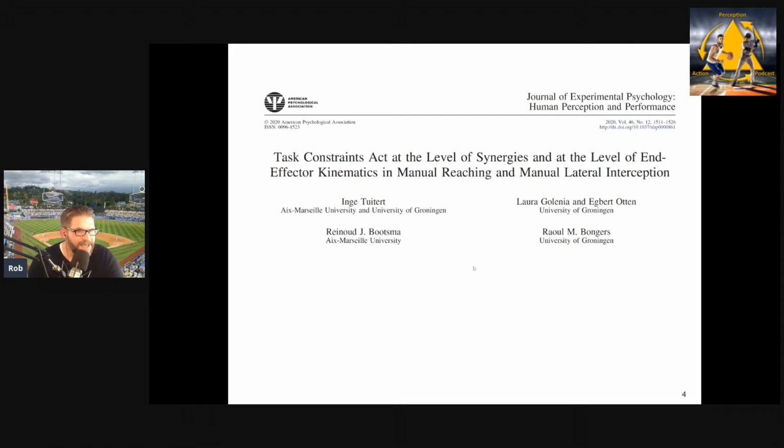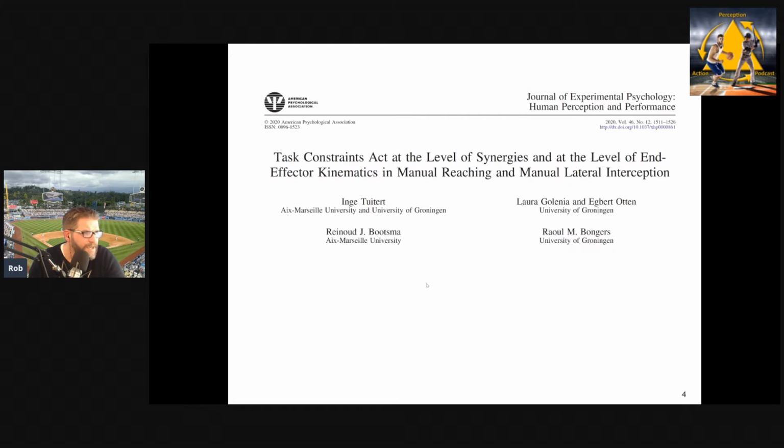And I think this is an excellent example of where a very simple task combined with a more complex one can be very useful in understanding motor control, and it's used in a really nice way. So I like this paper for that reason.